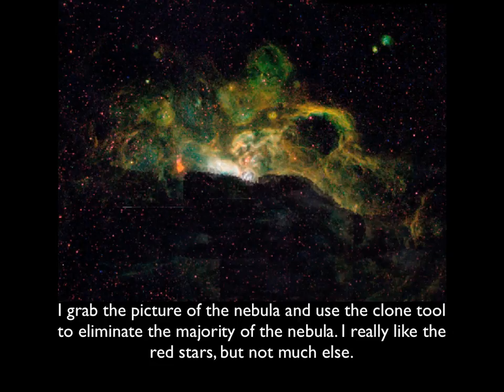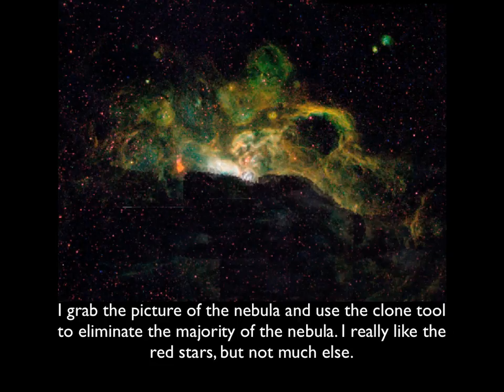I'm not actually interested in the nebula. A point of information, this is the nebula NGC 604, in the nearby spiral galaxy M33. So it's a real Hubble Space Telescope image. I use the clone stamp tool to start erasing the image of the nebula, or if you like, replacing it with the nice red background stars that I like so much.